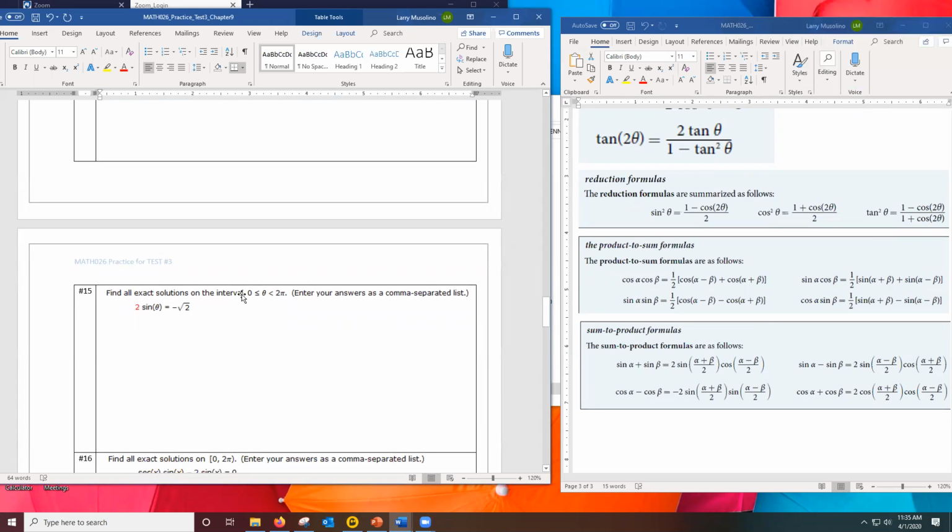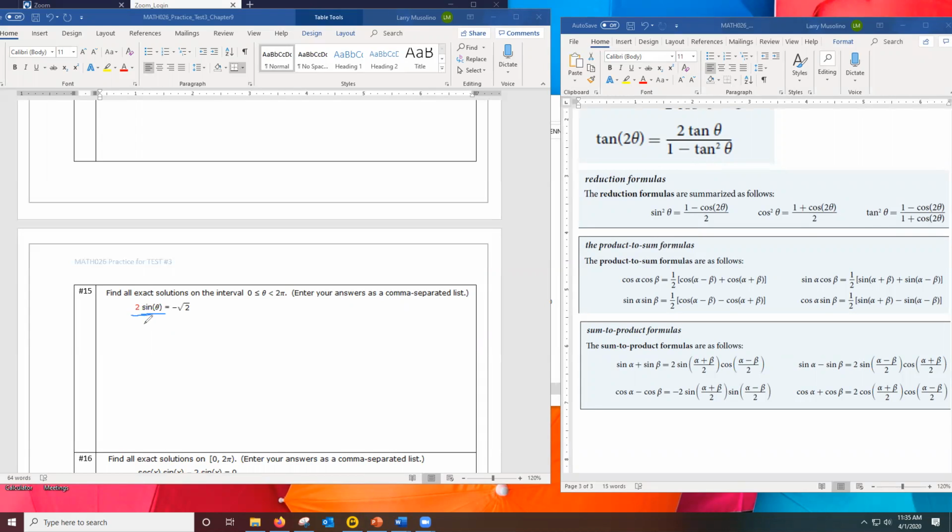It says, find all solutions on the interval between 0 and 2 pi. Well, you remember what you have to do on these kinds of problems is first determine if the equation's linear or quadratic. Linear means it's just sine to the exponent 1. Quadratic would be sine to the exponent 2 or cosine to the exponent 2. Well, in this example, number 15, it's linear because I'm seeing it's just sine to the exponent 1.